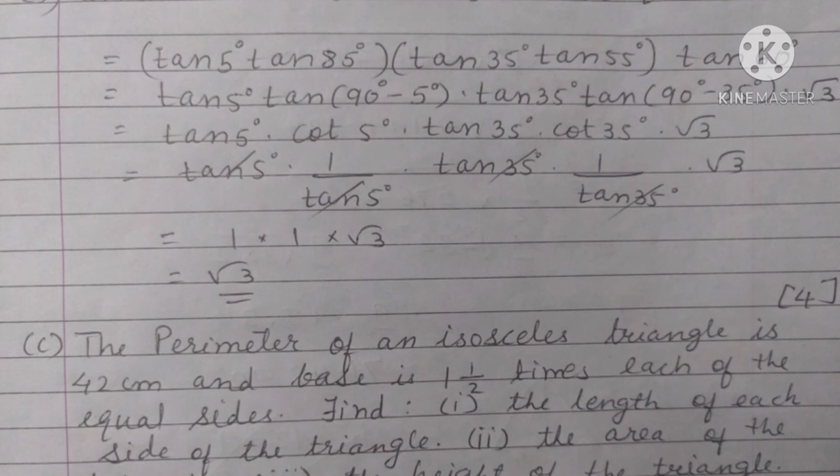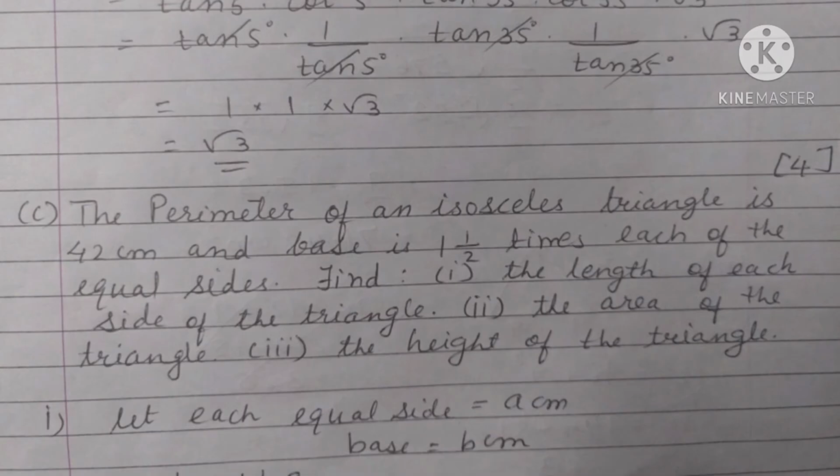Now move on to next question C. The perimeter of an isosceles triangle is 42 centimeter and base is 1 integer 1 by 2 times each of the equal sides. Find first the length of each side of the triangle, second the area of the triangle, third the height of the triangle. Here we want to find three things, 4-mark question.